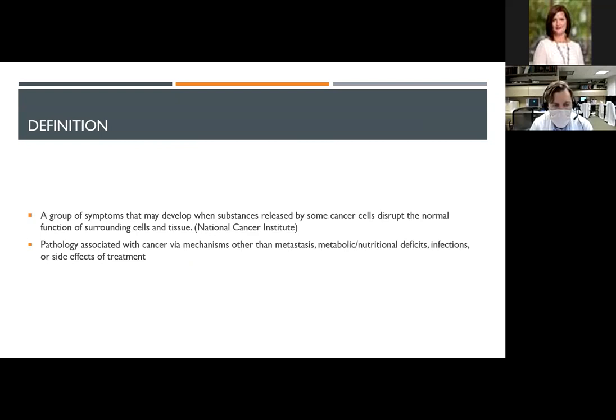So, just a general definition: the National Cancer Institute defined it as a group of symptoms that may develop when substances released by some cancer cells disrupt the normal function of surrounding cells and tissue, which is a very vague definition. But we're basically looking at pathology associated with cancer that's not due to its direct effects. So not metastasis, not just metabolic derangements and not eating enough, not infections or chemo-related treatments, but just something related to the cancer somehow.